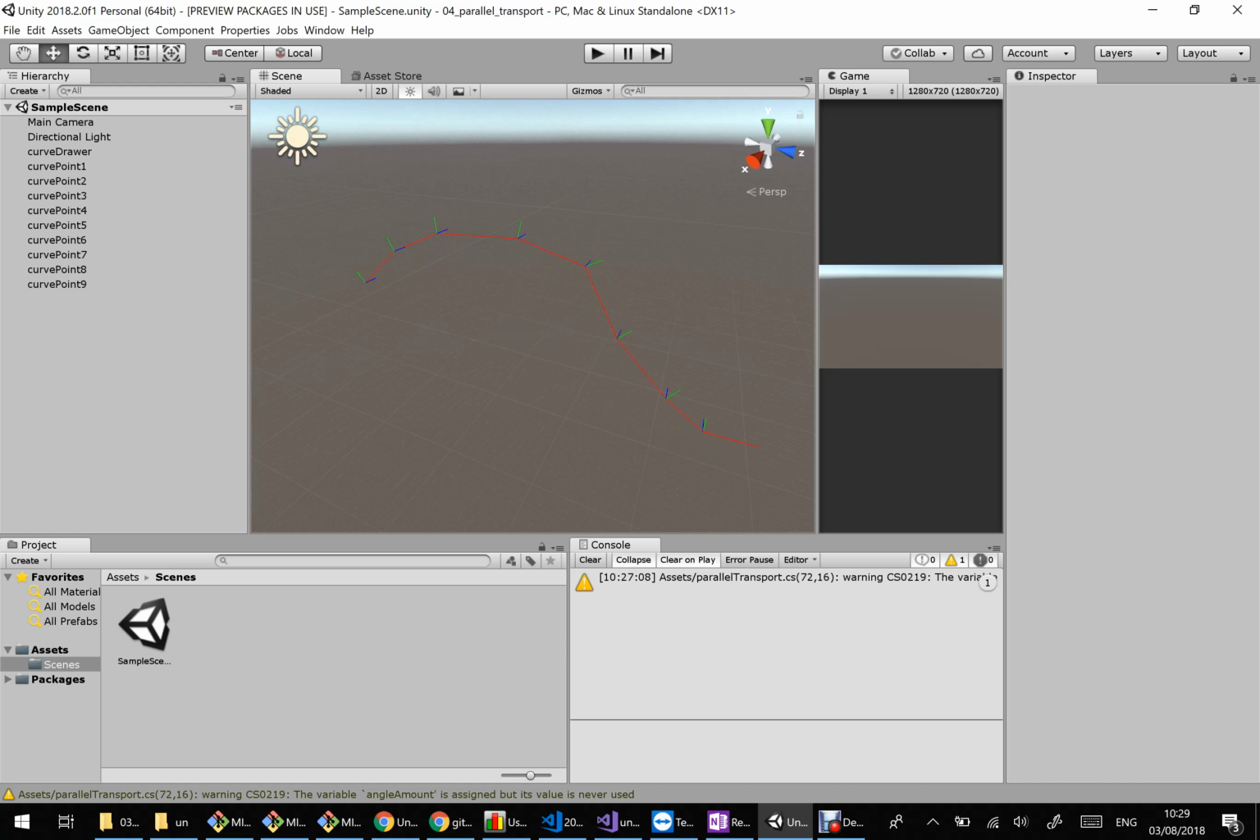What is parallel transport? Parallel transport is a technique that allows you to generate a stable frame, a stable orientation, a 3D coordinate system along a curve, right? Because if you have a curve, you can easily find the position on a curve, but what's the orientation? Like, if you need to place a cube on that curve, what would be the orientation of this cube? Basically, that's what parallel transport helps you solve.